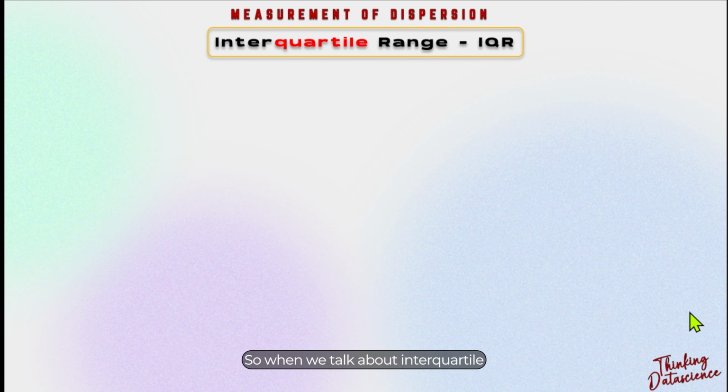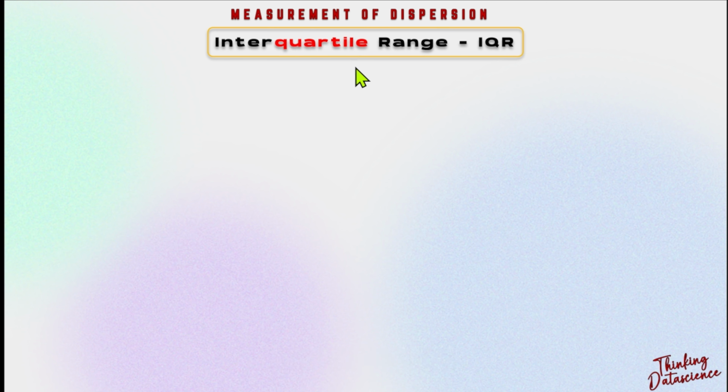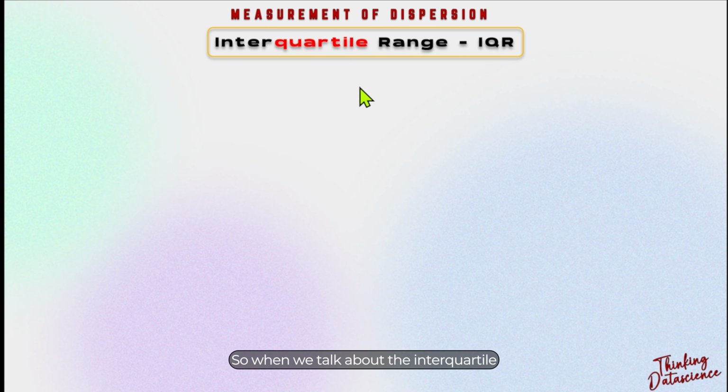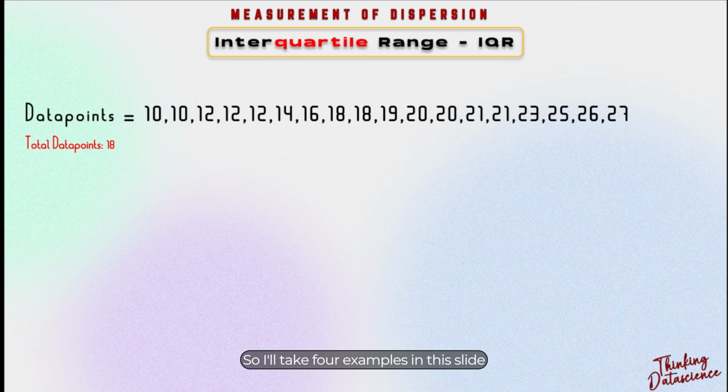When we talk about interquartile range, we want to think about this part of the word, quartile. Quartile is a quarter. So when we talk about the interquartile range, we are actually measuring the span between the first and the third quartile of the data. I'll take 4 examples in this slide to make this more concrete.